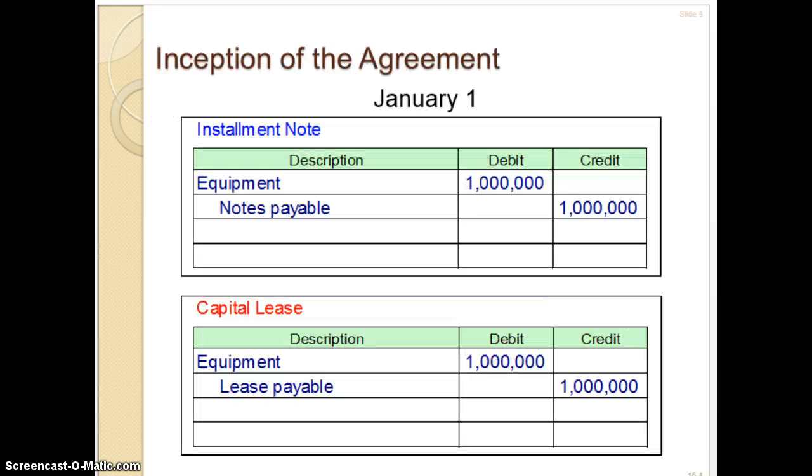Since we just completed the installment note chapter, many of these should be familiar to you, and you realize that it's pretty much the same journal entries. So if it was an installment note, your journal entry would be a debit to equipment for $1 million, credit to notes payable, January 1st. If it's a capital lease, debit to equipment, credit to lease payable. All right, that's really your only difference.